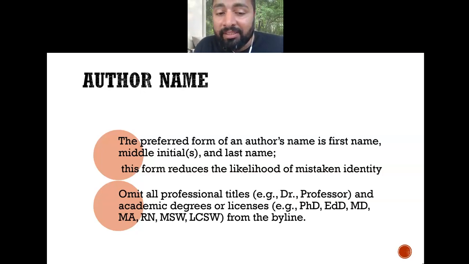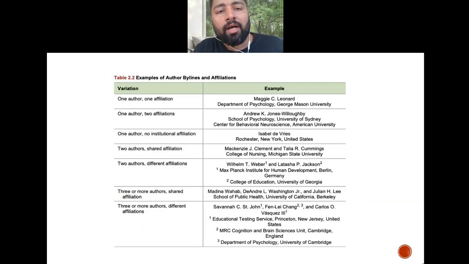So omit all professional titles: doctor, professor, academic degrees, licenses, PhD, MD, MA, RN, MSW from the byline. So that is also a very important point, updated by the APA 7th edition. So I would like to explain with the example I have taken from the APA 7 manual.